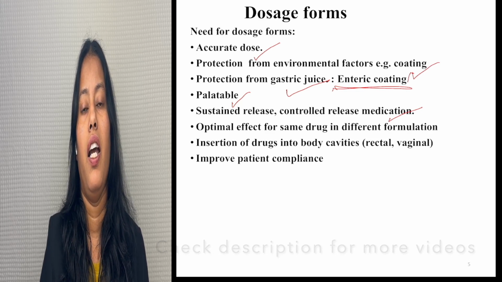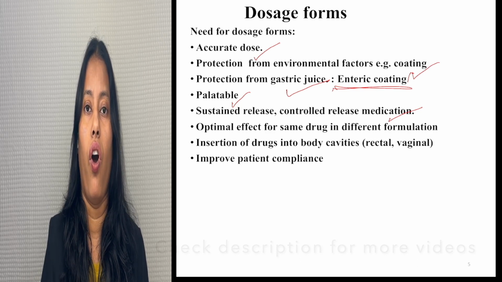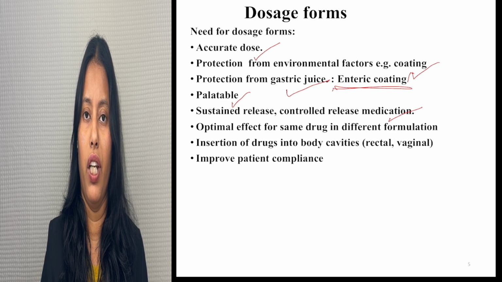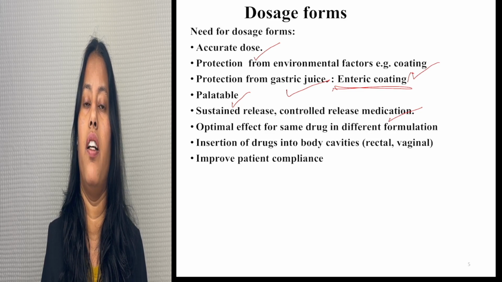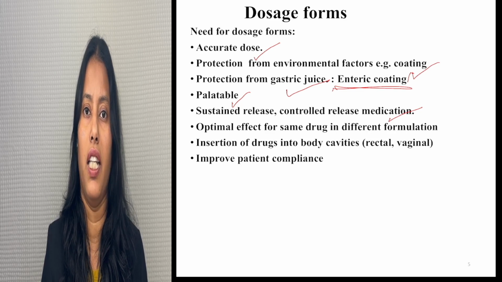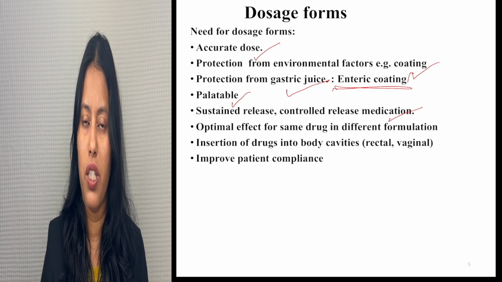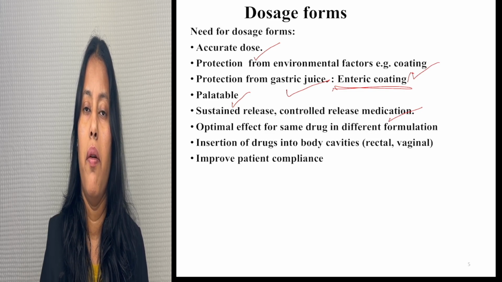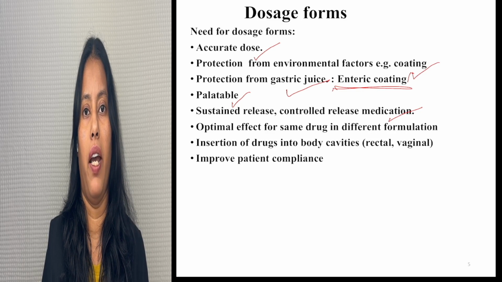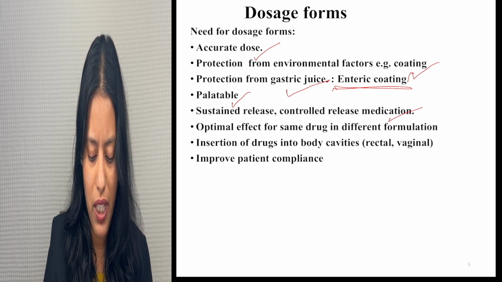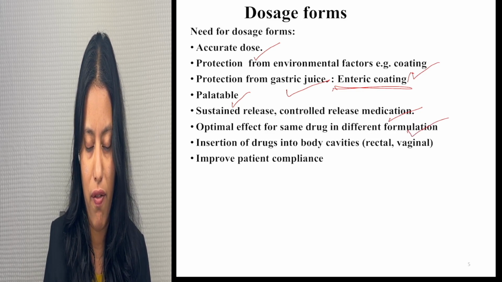So to maintain the required level, or constant level, or the release of the drug is maintained as required, you need to formulate the drug into controlled release or sustained release form. So these are the various dosage forms where the drug is released over a period of time. Next, you have optimal effect for the same drug in a different formulation.